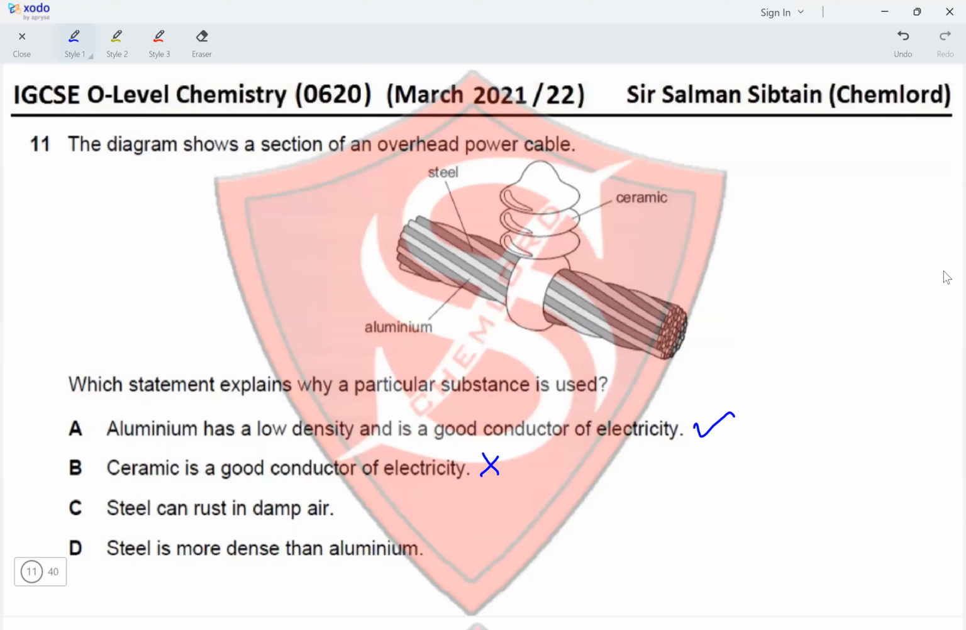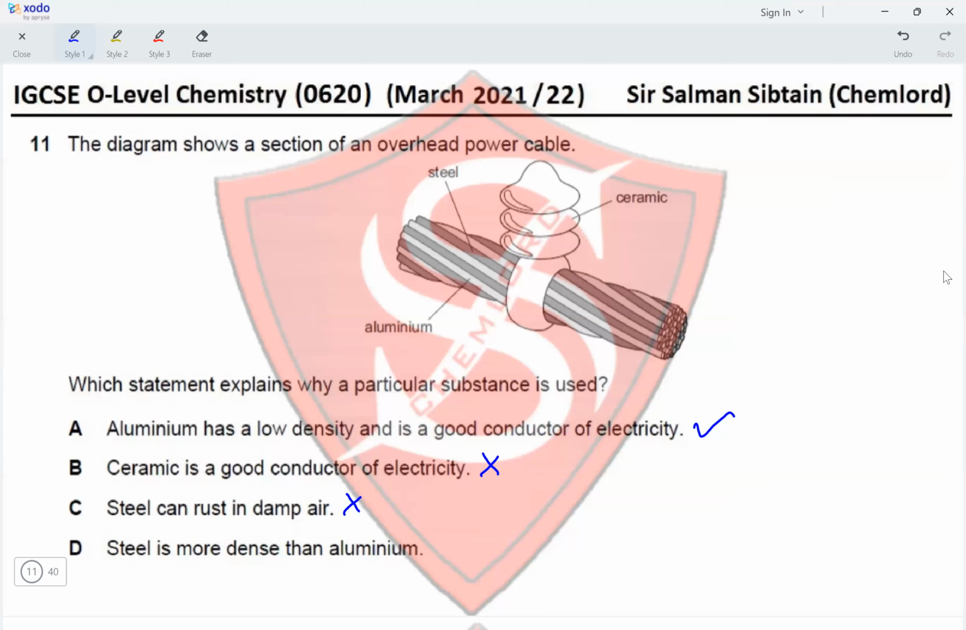Steel can rust in damp air. No, steel, if it is stainless steel, it will not be rusting in damp air. So since only the term steel is used, it can apply to all types of steel. So this statement becomes incorrect.